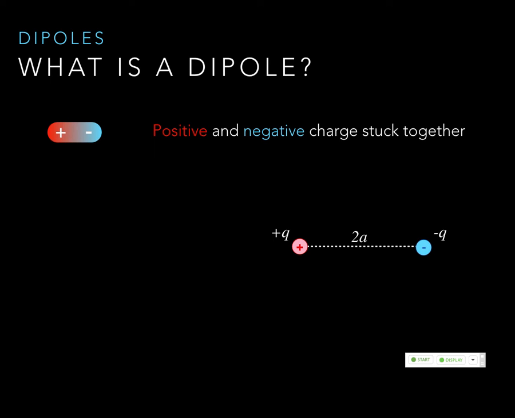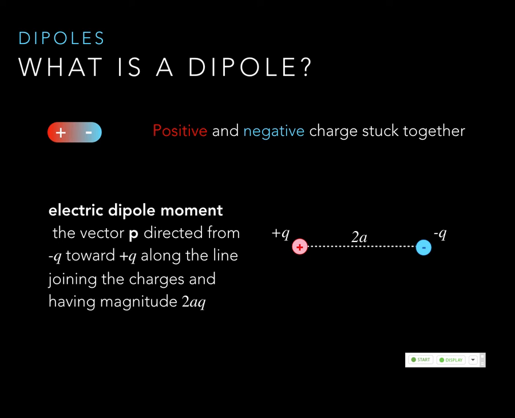So here's a dipole. It's a positive charge and a negative charge. They're stuck together. They're a distance we'll call 2A apart. And this brings us to something called the electric dipole moment, which sounds really fancy, but all it really means is it's a vector, which we call P for electric dipole moment. At least there is a P in there. So P for dipole.